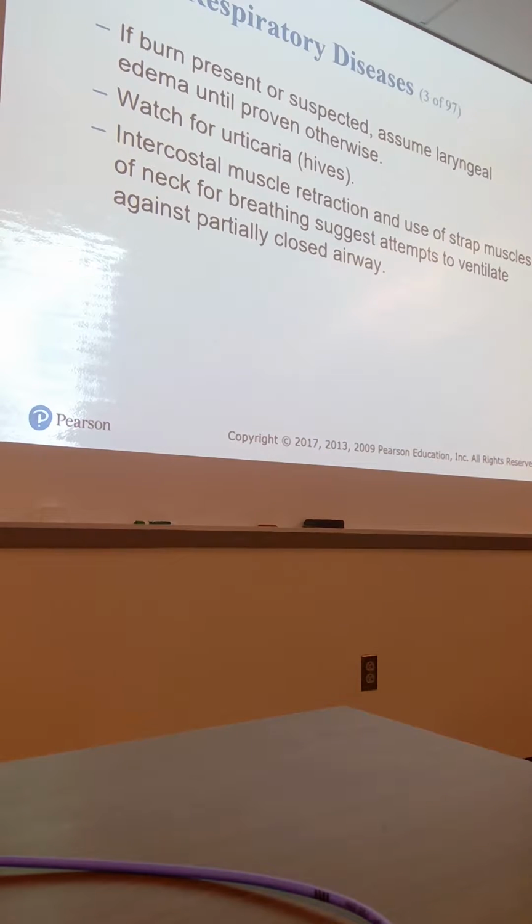If a burn, then you suspect laryngeal edema, and time is of the essence in that because it's just going to get worse. And the longer you wait to provide a definitive airway, the bigger the chance is you're not going to be able to provide the definitive airway. What are your thoughts on nebulizing epi in that case?